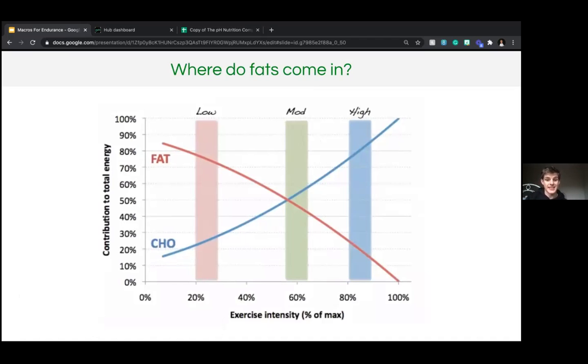Now, it's important to note that this is kind of an unrealistic graph. It's going to be much more a bit of this, a bit of that. And a lot of people may be more carb dependent than fat dependent.